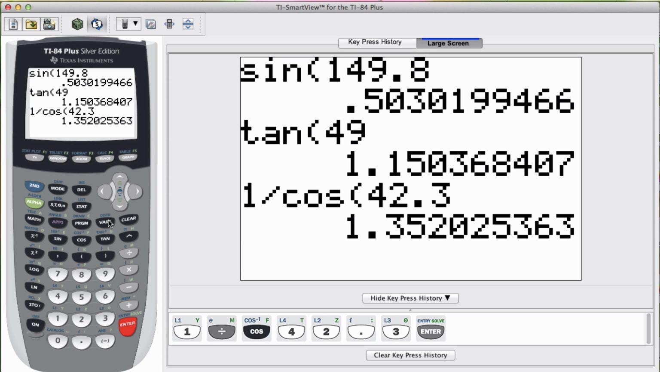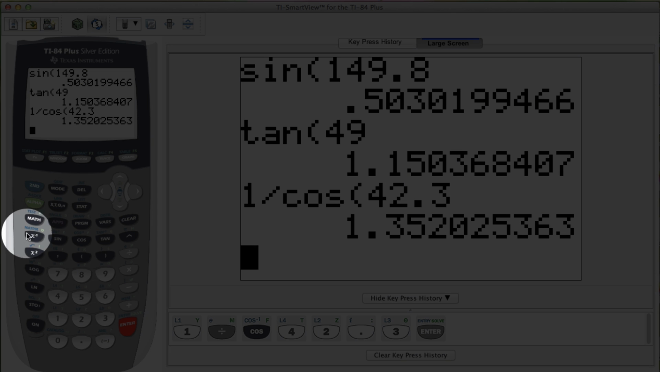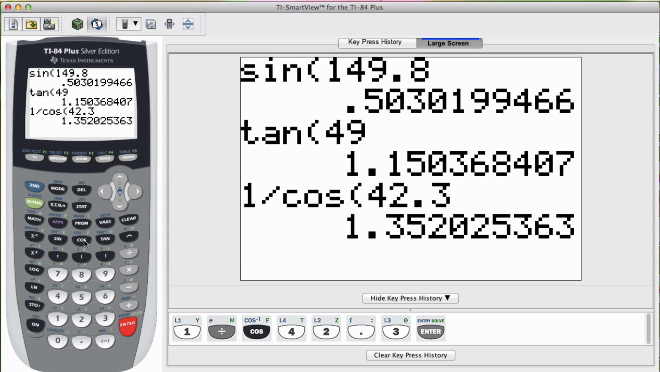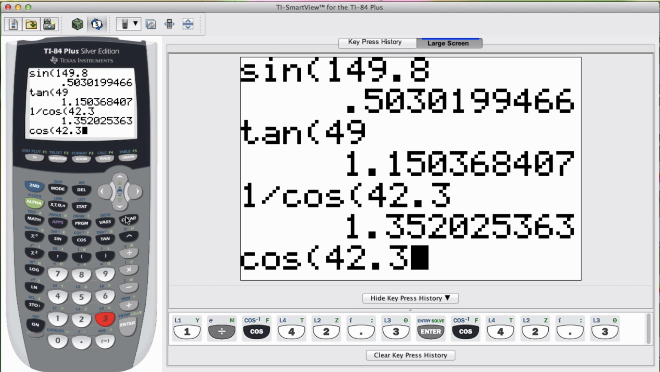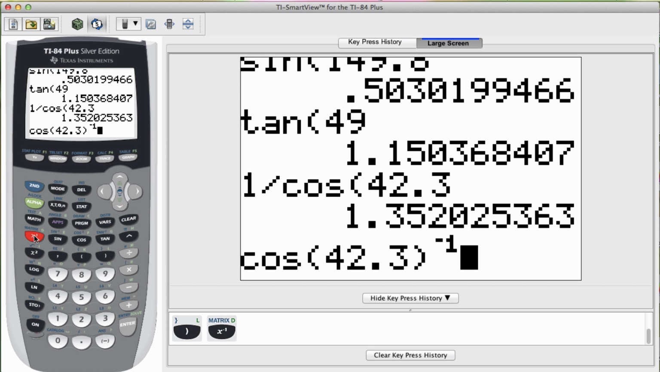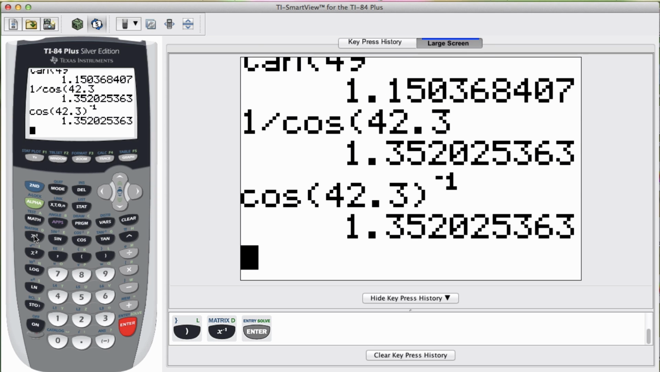There's a second way we can do this problem as well, and that's using this button right here, which is x to the negative first power. We call that our reciprocal button because it is flipping our fraction. As we know, a negative exponent means I'm moving things to the other side of the denominator. So the way I would do that is cosine of 42.3, close my parenthesis, and then press my x to the negative first button. When I press enter, I notice I get the exact same value of 1.3520.